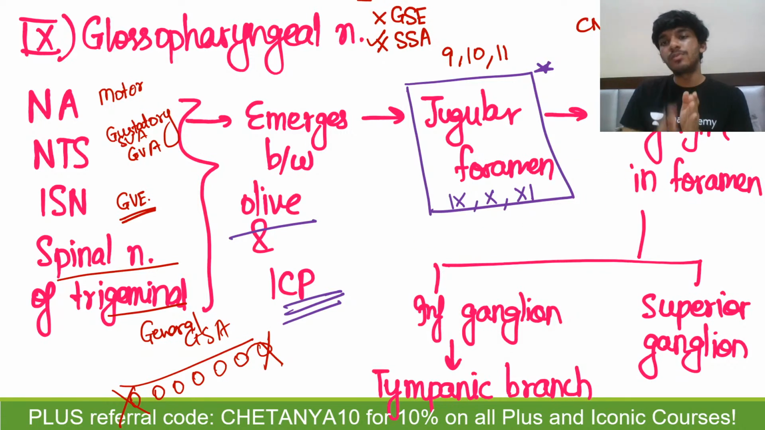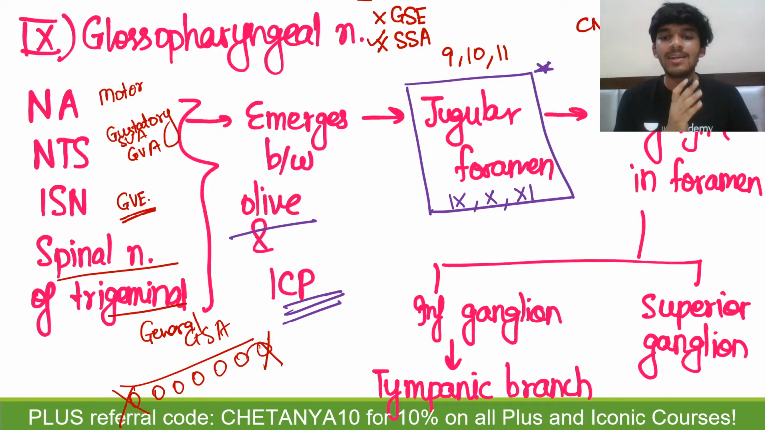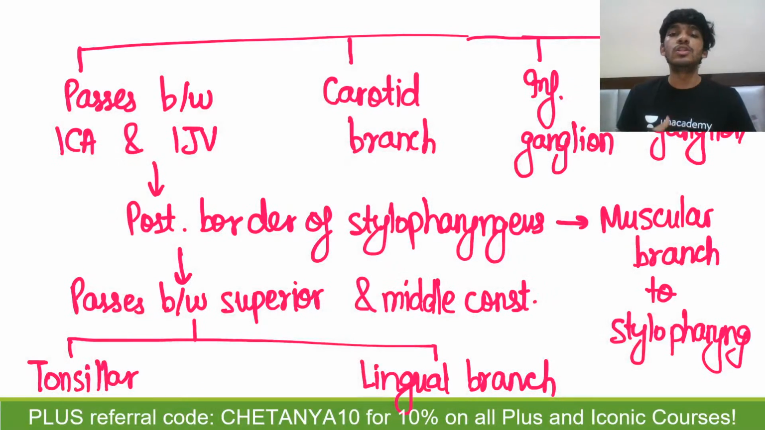So after moving out from the jugular foramen, you have two ganglia that are present in the foramen. One is the superior ganglion and the second is the inferior ganglion. These are the ganglia of the glossopharyngeal nerve. Similarly, you will see that the vagus also has a superior ganglion and an inferior ganglion, right? And the inferior ganglion is giving a tympanic branch, which you know is known as Jacobson's nerve, and it forms the tympanic plexus. Major contribution to the tympanic plexus comes from that nerve, right?